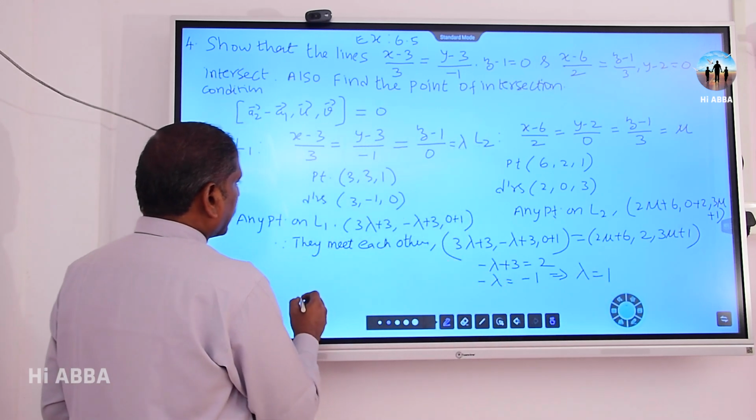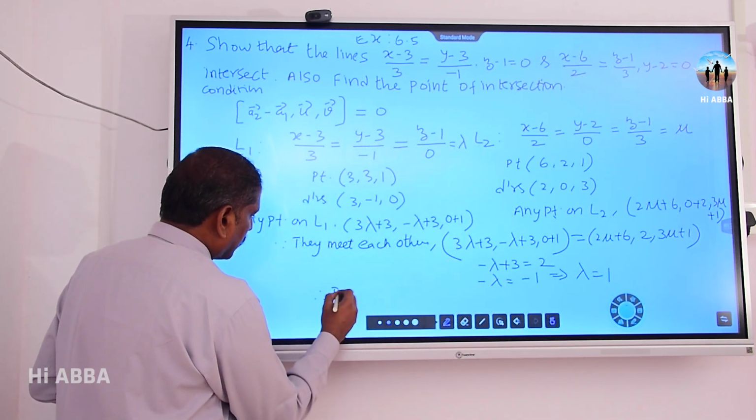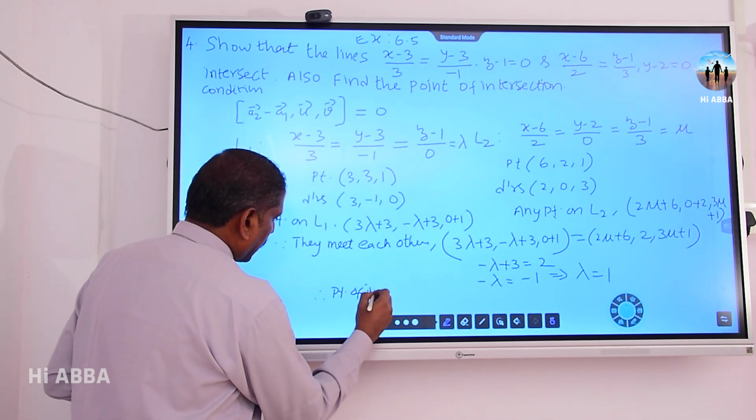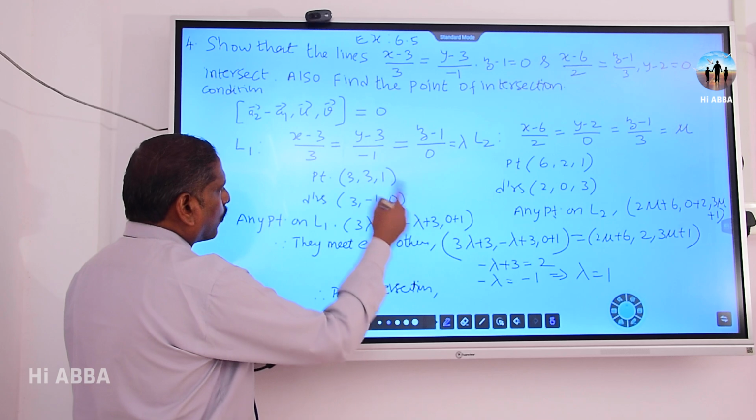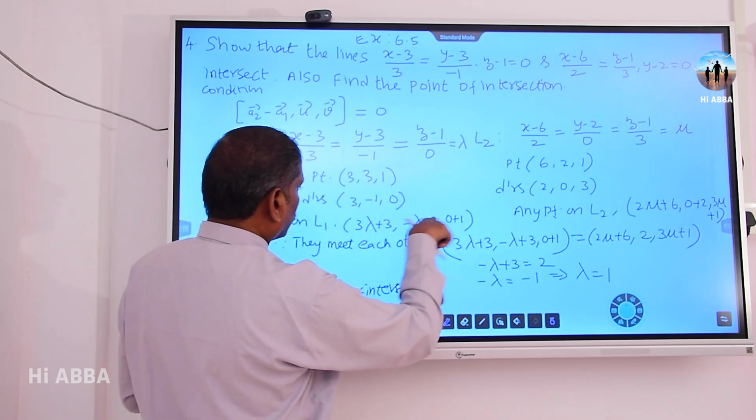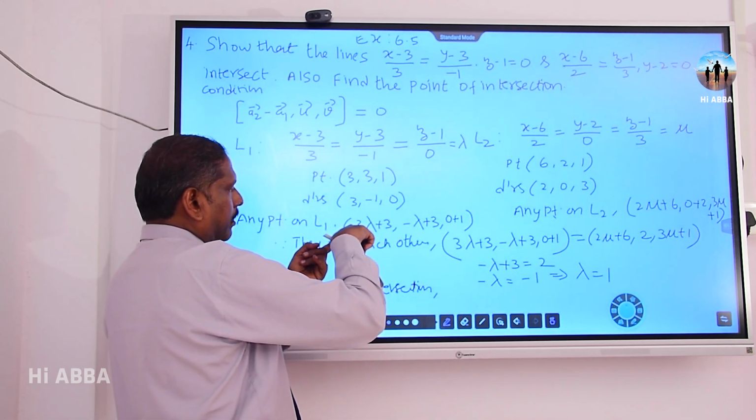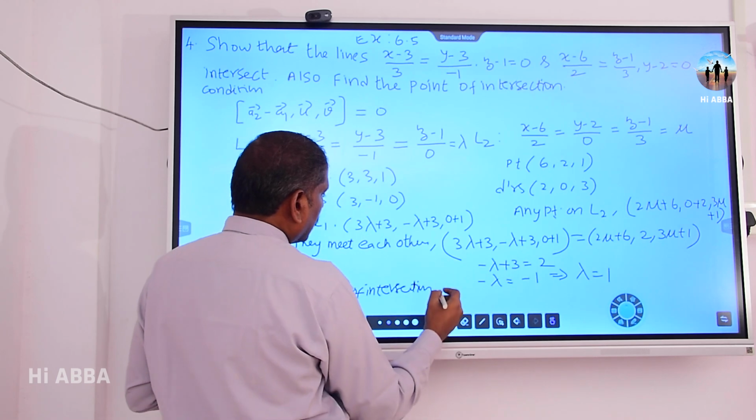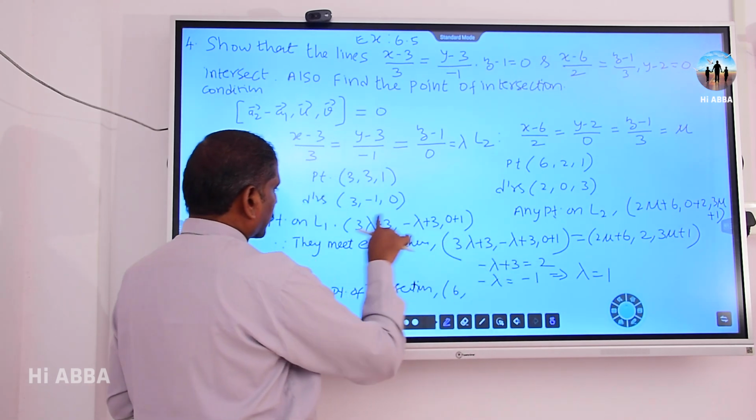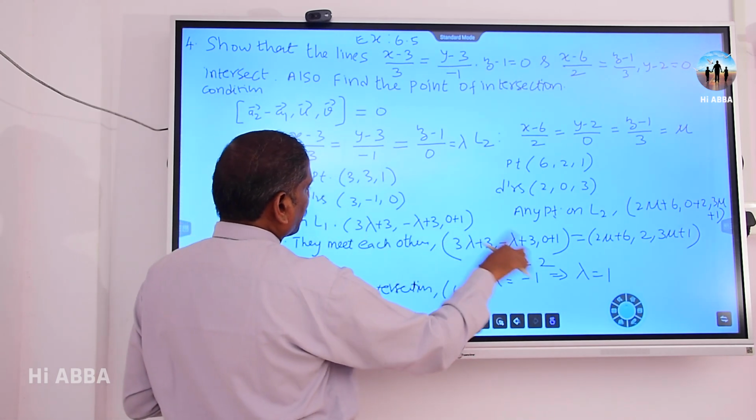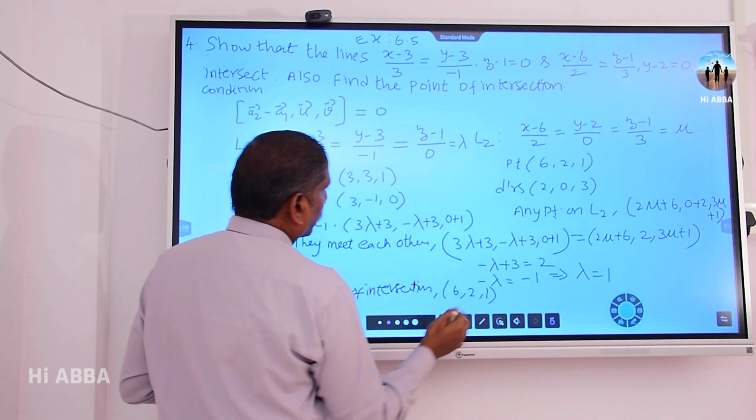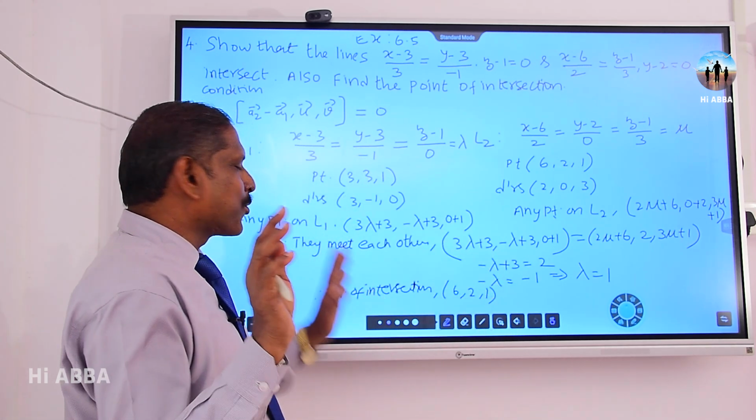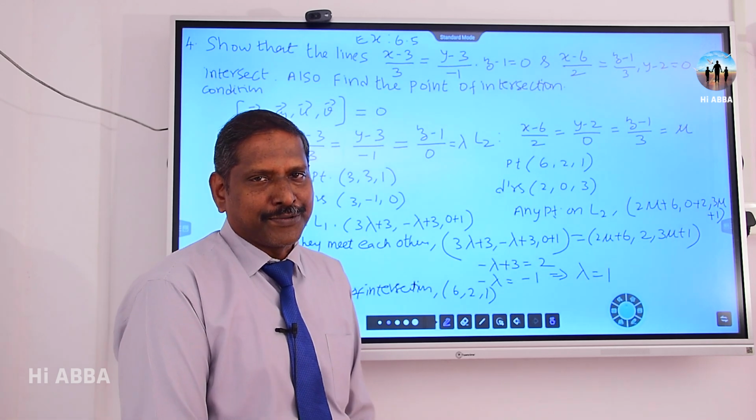So therefore I write the point of intersection. As you calculated the lambda value, you just put it over any point on the line in terms of lambda. There you substitute. So you get 6. If you substitute here, 3 plus 3 is 6. If you substitute over here, you get 2 and that of 1. Okay, this is going to be your point of intersection of two lines.